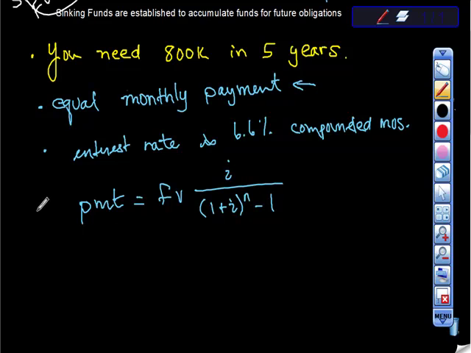So what we're trying to figure out is the payment. When you start something like this, you have to figure out what it is that you're trying to get. We're trying to figure out what that payment has to look like. We know that the future value has to be $800,000. So I'm just going to start filling in the blanks. 800,000. I know that it's i.